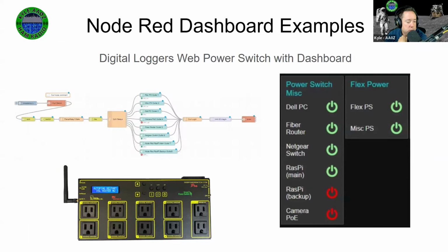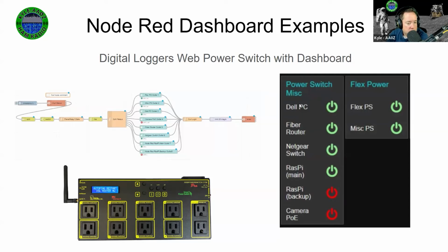So let's get into some flows here. If you're going to get into Node-RED, I suggest that the first thing that you buy is one of these. I think this is a Digital Loggers Web Power Switch Pro. This thing has got 8 switchable relays. Here, it's controlled by Ethernet. Here's the flow that controls it, and it's a very basic flow. And this is the interface that can go on your dashboard. These buttons here are clickable.